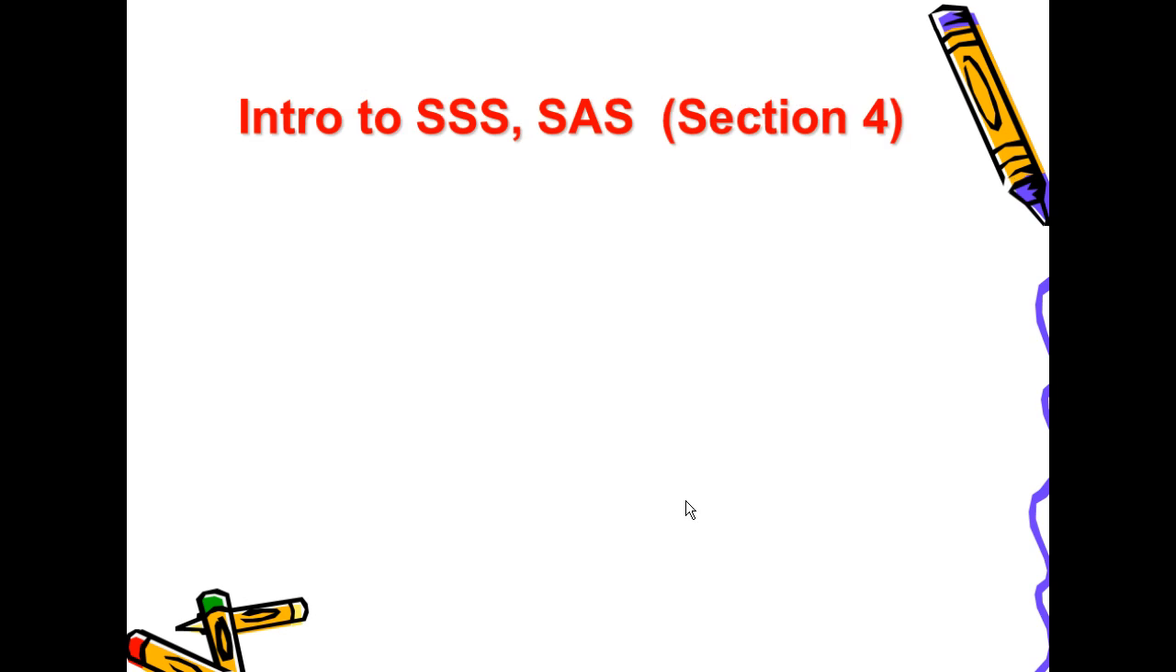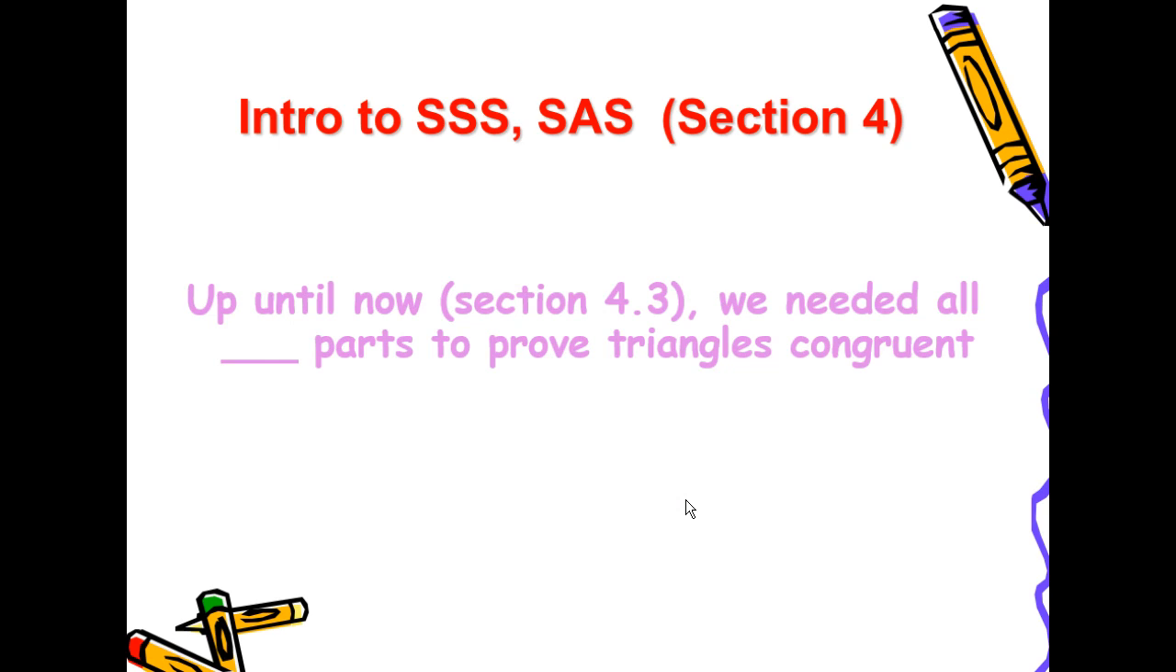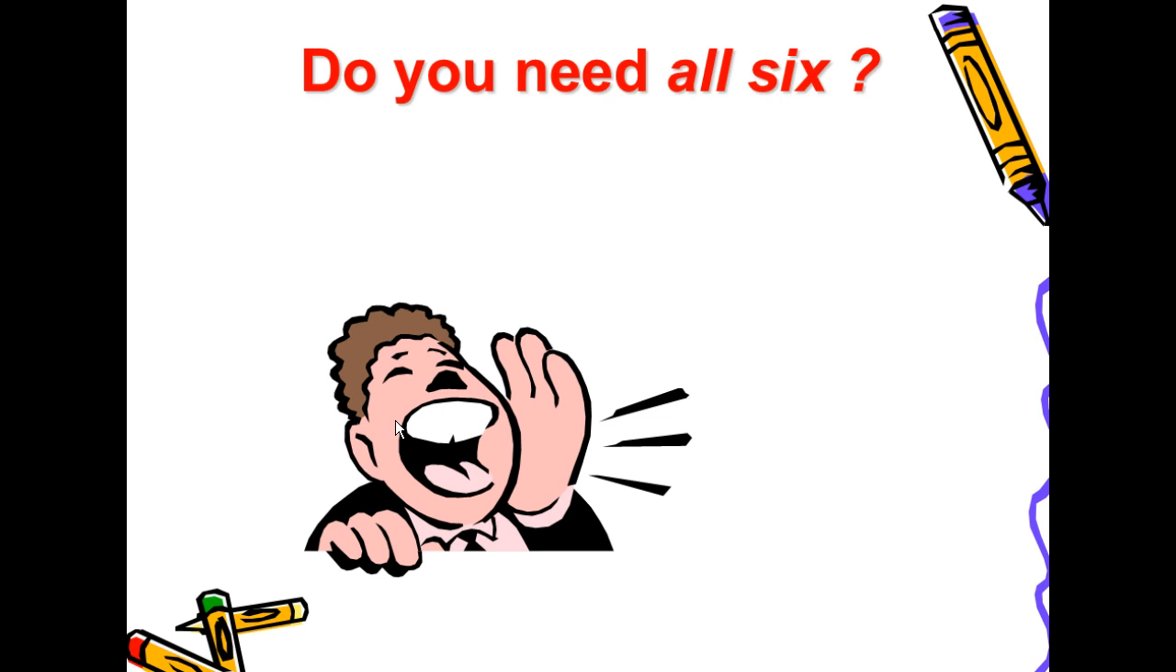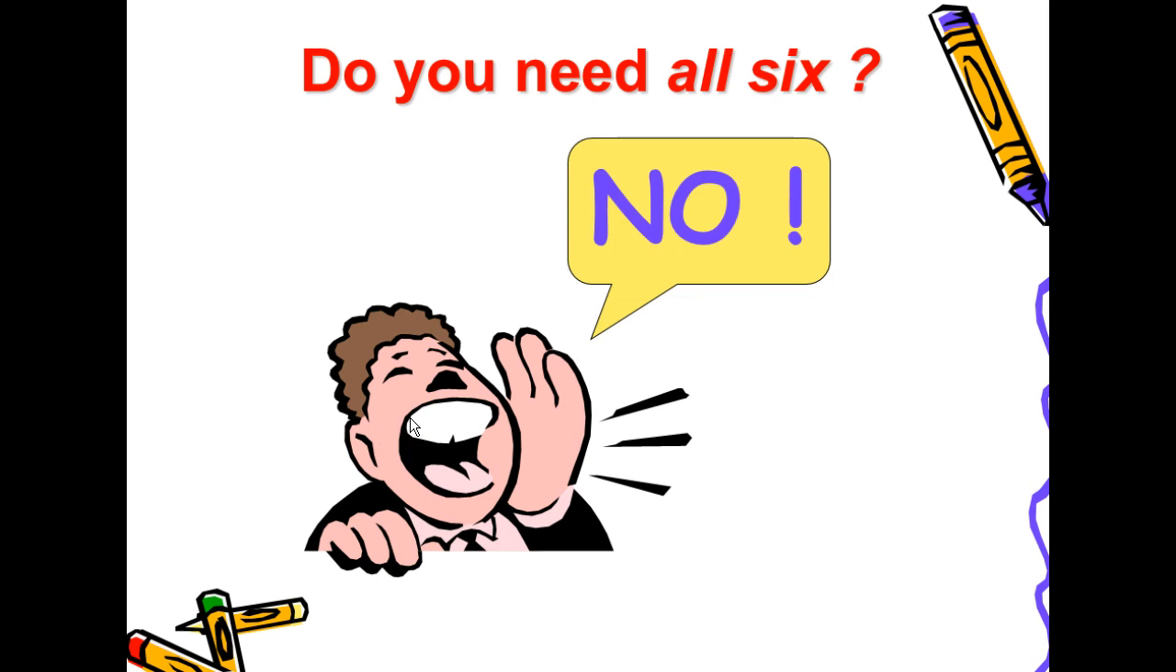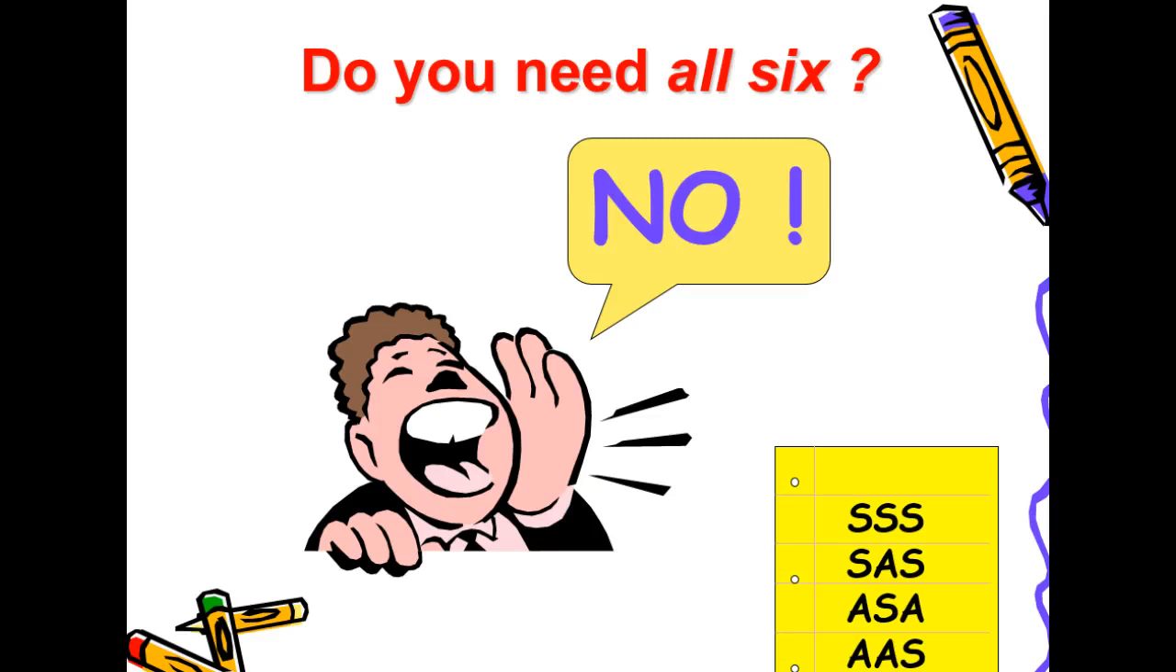So, let's start with some new theorems. Up until now, we needed all 6 parts congruent. Do you think you need all 6? This guy's shouting at you. No, you don't need all 6 anymore. Let's celebrate. These proofs are going to be shorter. Here are the 4 main theorems we're going to learn. We're going to start with the first 2 in this section.